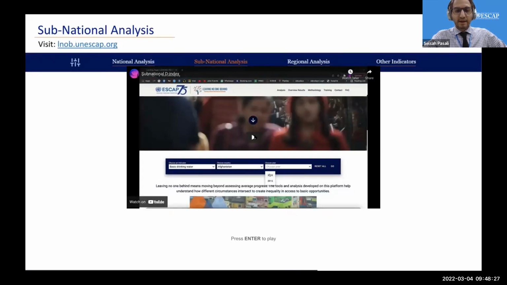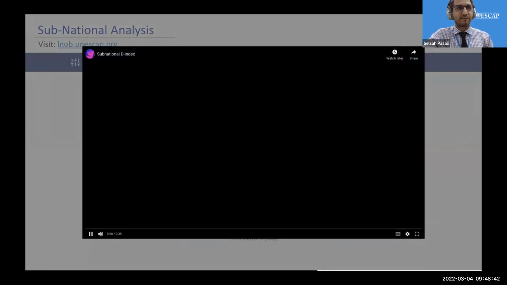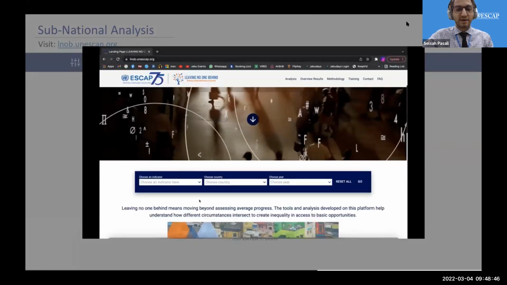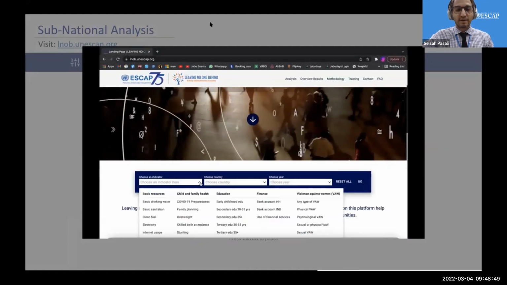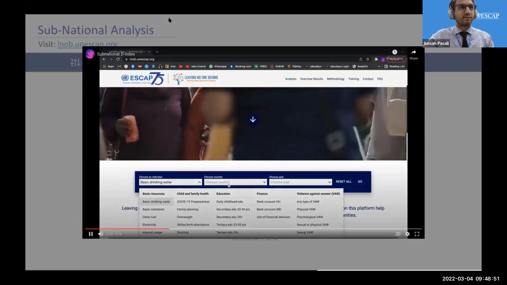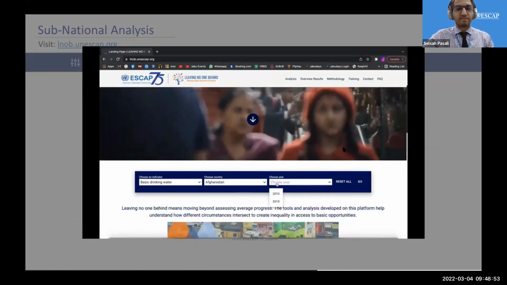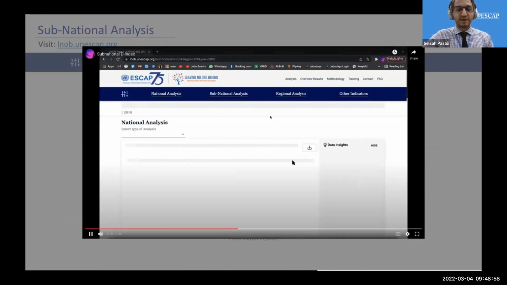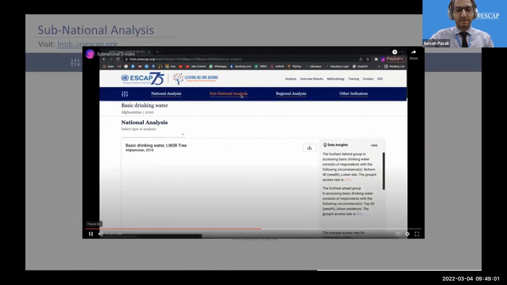So in analyzing a barrier, let's take the example of violence against women is justified, and let's together now navigate the tool. My colleagues can share, if they haven't yet shared on the chat, the address LNOB.unescap.org. And here, please select the indicator violence against women justified, Mongolia for the country, and 2018 for the year.